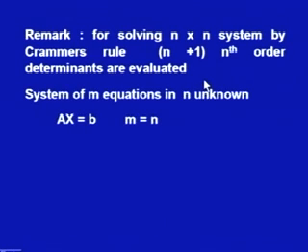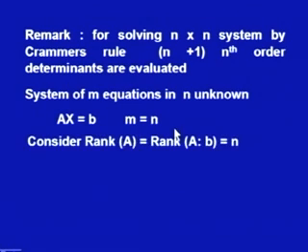Now, we will discuss a general method for solving m equations in n unknowns. So, let us consider a system of m equations in n unknowns. So, we have Ax is equal to b, and for a particular case m is equal to n. So, if we take m is equal to n, then rank of A is equal to rank of A colon b, the augmented matrix, is equal to n. So, if this condition is satisfied, then we say the system of equations is consistent.